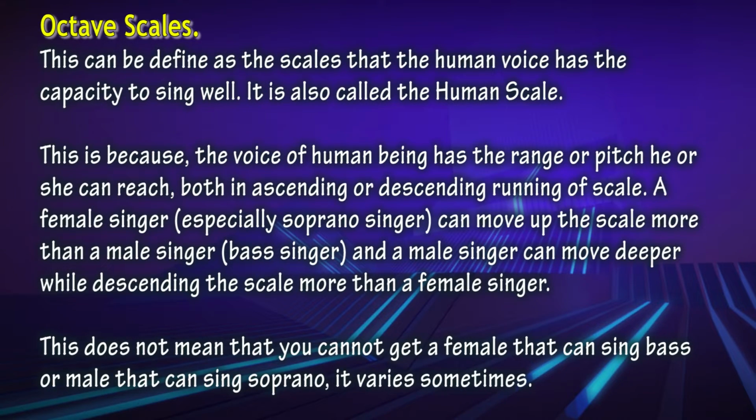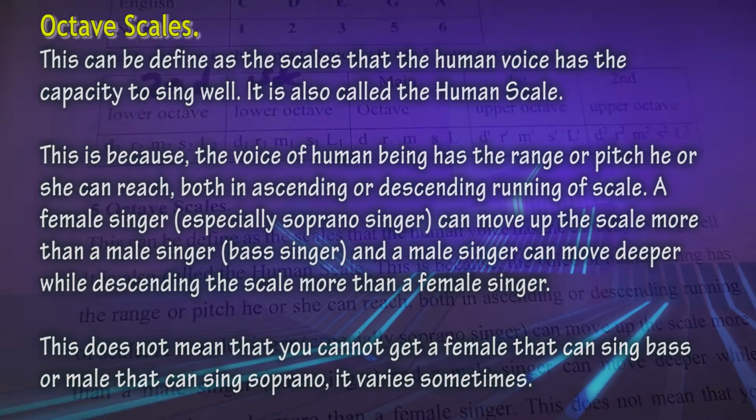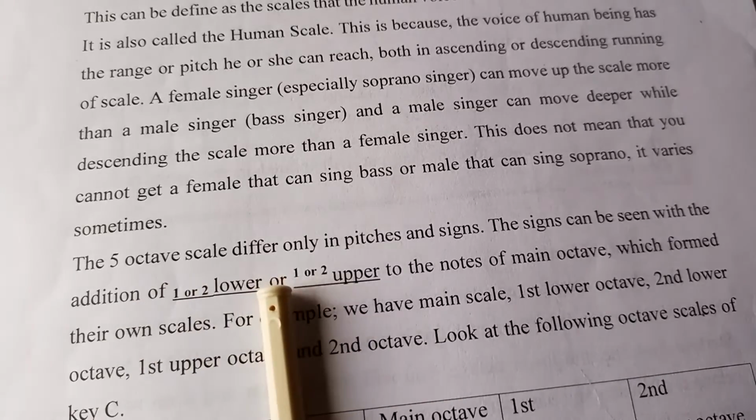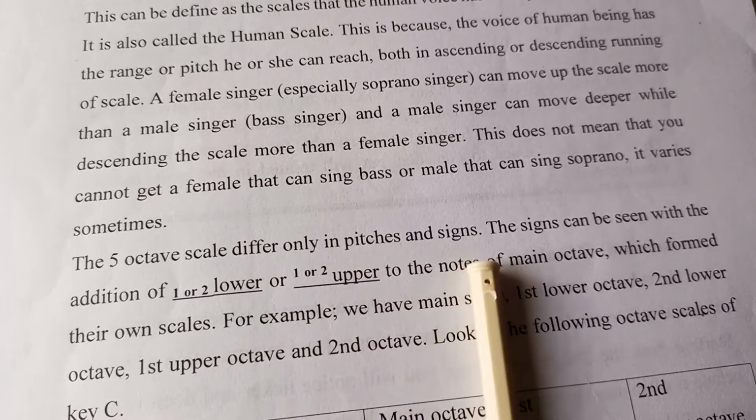A female singer, especially a soprano singer, can move up the scale more than a male singer, that is a bass singer. There are some males that can also sing soprano, and a male singer can move deeper while descending the scale more than a female singer. This does not mean that you cannot get a female that can sing bass or a male that can sing soprano. It varies sometimes. The 5 octave scales differ only in pitches and signs.